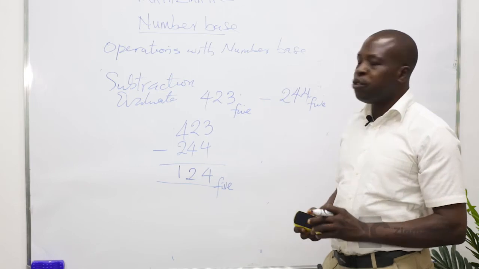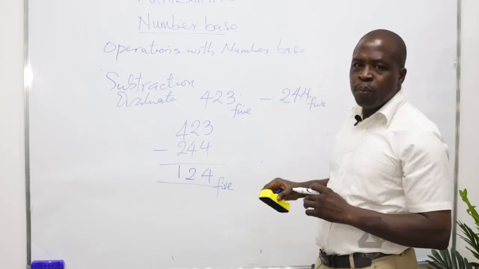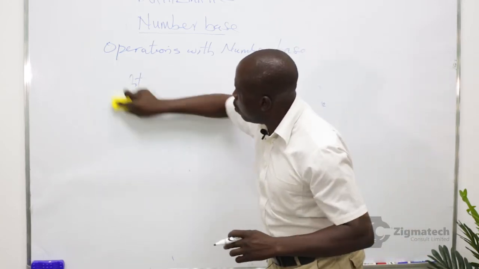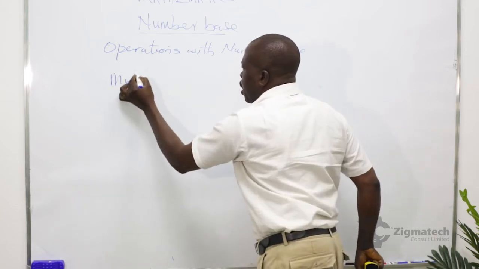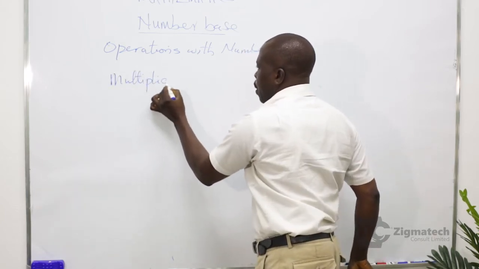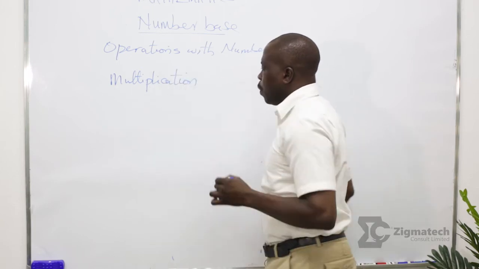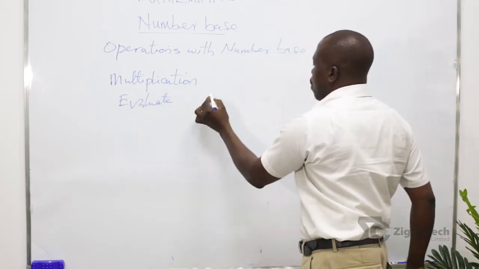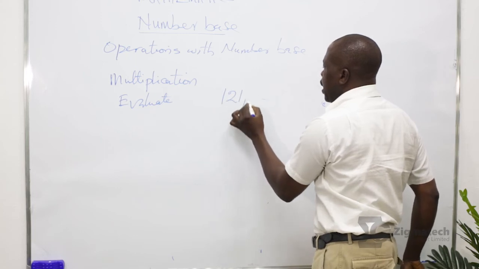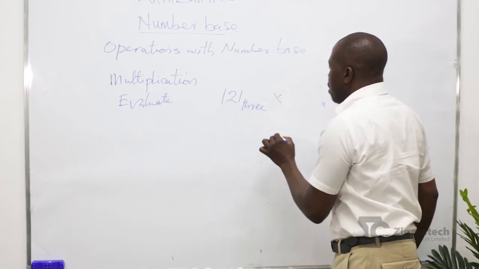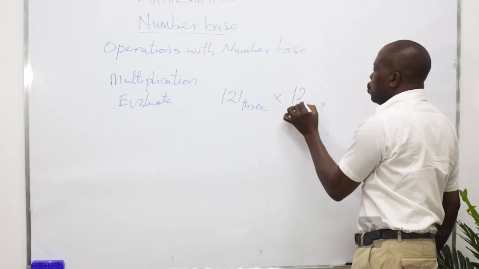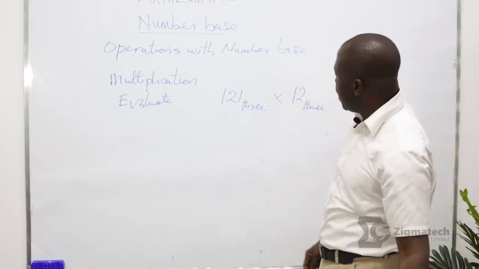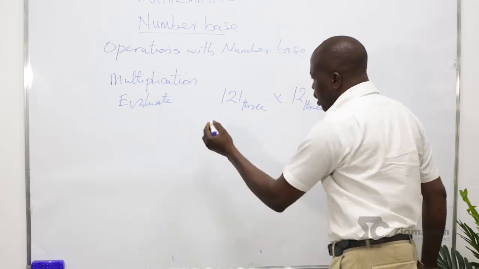The next one we are going to do now is operations with multiplication. Multiplication. For example, if you are to evaluate 121 base 3 times 12 base 3, you do it this way. 121 base 3 times 12 base 3.